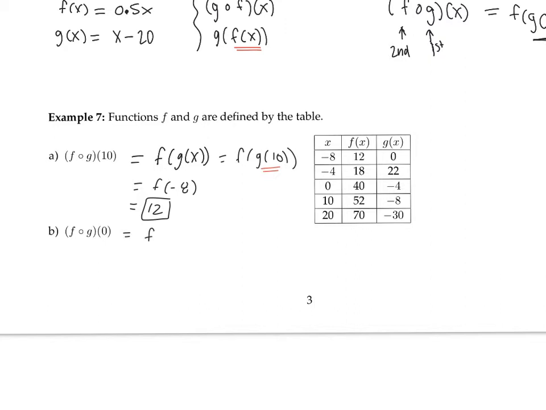Next one, f of g of 0. So work out what g of 0 is. What is g of 0? -4, very good. And what is f of -4? 18, great. And this operation is different than addition and subtraction, or multiplication, it's completely new.